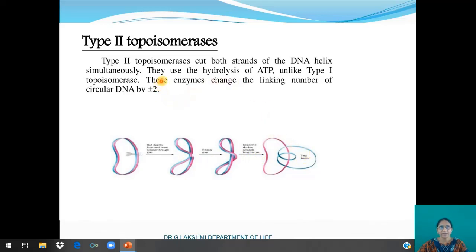The type 2 topoisomerases cut both strands of the DNA helix simultaneously. They use the hydrolysis of ATP. Unlike type 1 topoisomerase, these enzymes change the linking number of circular DNA by 2.